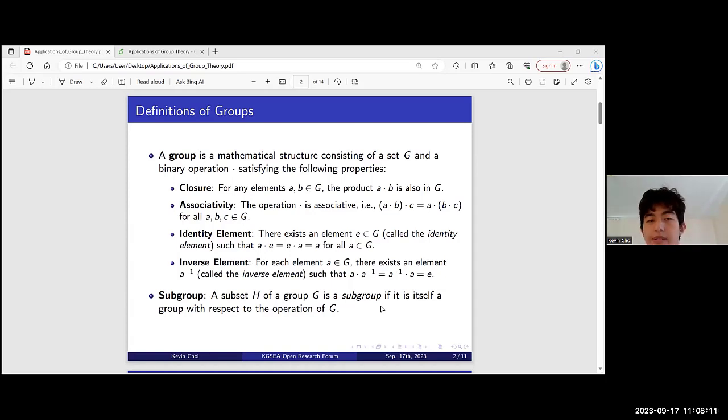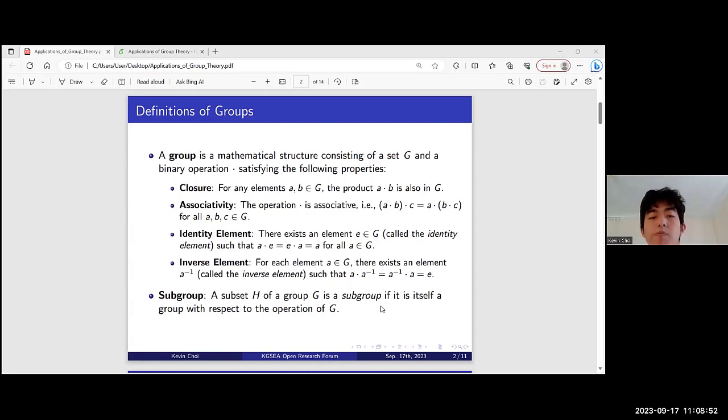Next, a group should have an identity element, which in the case of multiplication is defined as 1 because, as you know, any integer times 1 equals itself. So that makes 1 the identity element in the group of products. And lastly, the group should satisfy the inverse element axiom, which means that for each element A inside G, there should exist an element A inverse, called the inverse element, such that A times A inverse equals the identity.